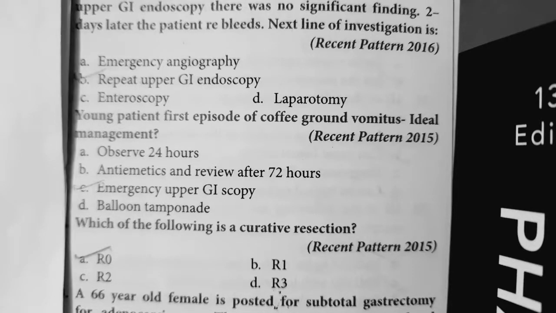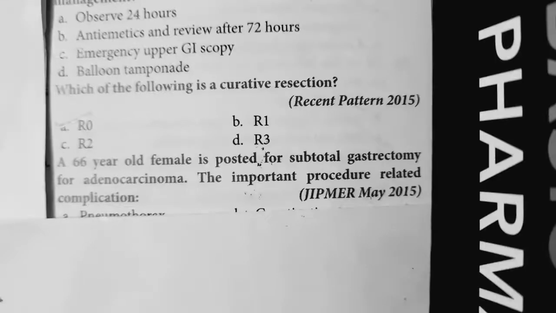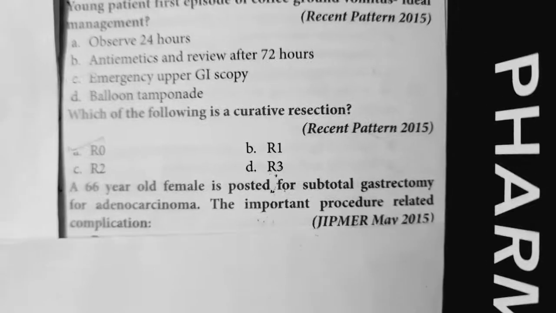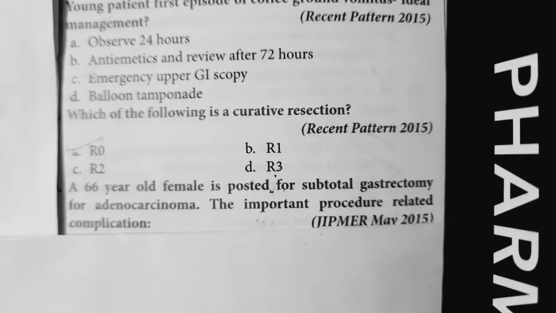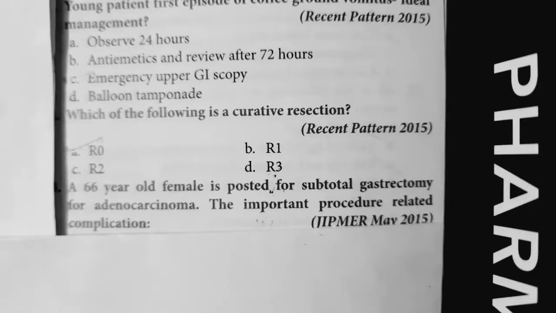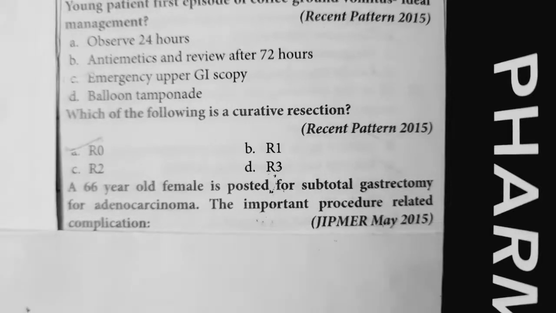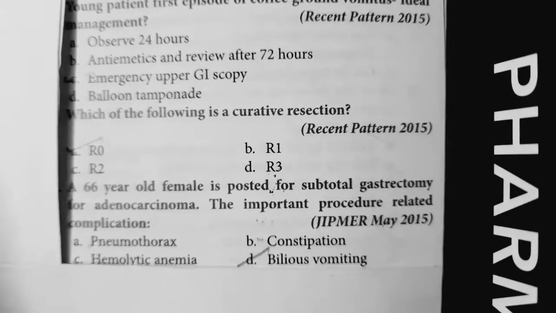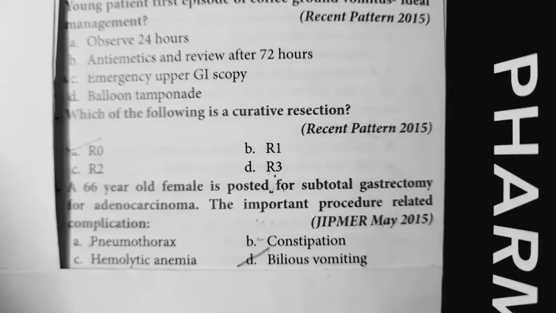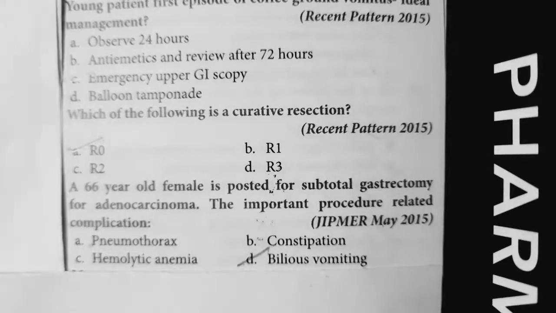Question number 4. A 66-year-old female is posted for subtotal gastrectomy for adenocarcinoma. The important procedure related complication is, what is the complication of subtotal gastrectomy? In subtotal gastrectomy, the complication can be bilious vomiting.